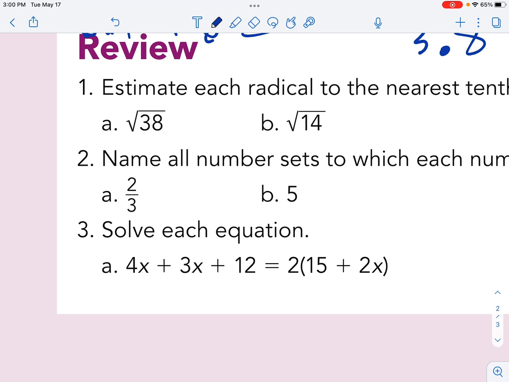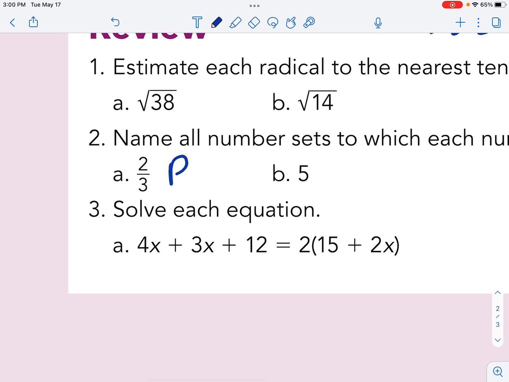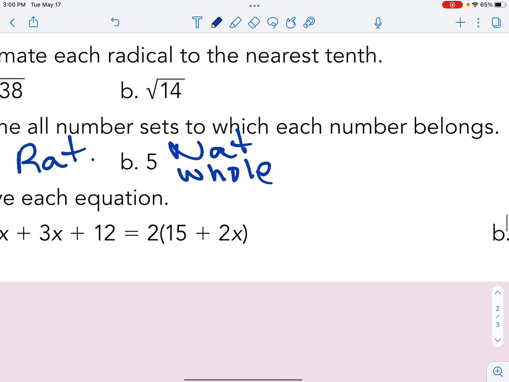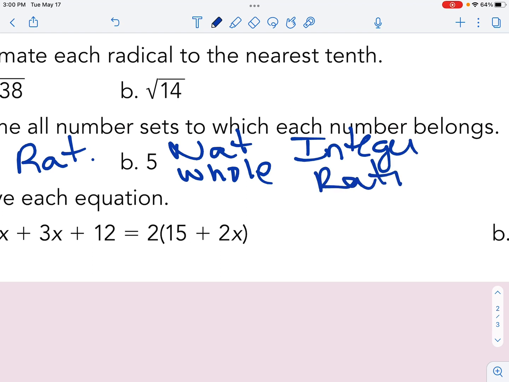Okay, so fractions are rational numbers. 5 is a natural number. 5 is a whole number. 5 is an integer. 5 is a rational number. And it's a whole number.